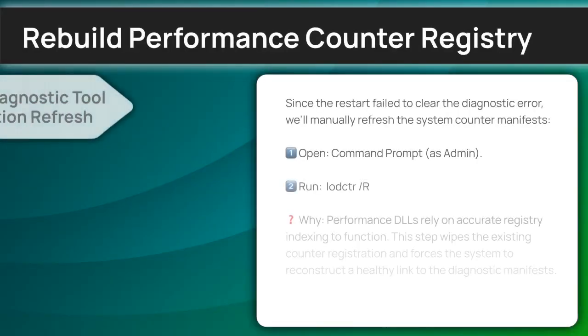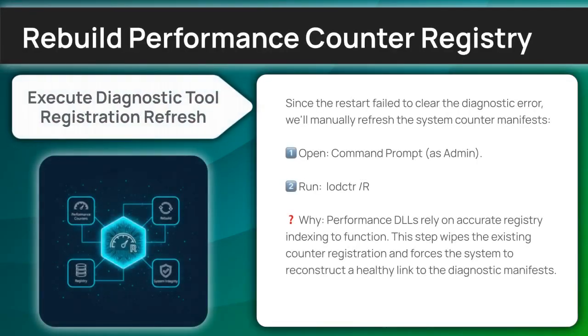Since the restart didn't reset the service, we'll manually trigger the refresh now. If you need to pause the video anytime during these instructions, go ahead. Since the restart failed to clear the diagnostic error, we'll manually refresh the system counter manifests. First, open Command Prompt as admin. Second, you're going to type lodctr /r, then hit Enter. Why are we doing this? Well, performance DLLs rely on accurate registry indexing to function. This step wipes the existing counter registration and forces the system to reconstruct a healthy link to the diagnostic manifests.